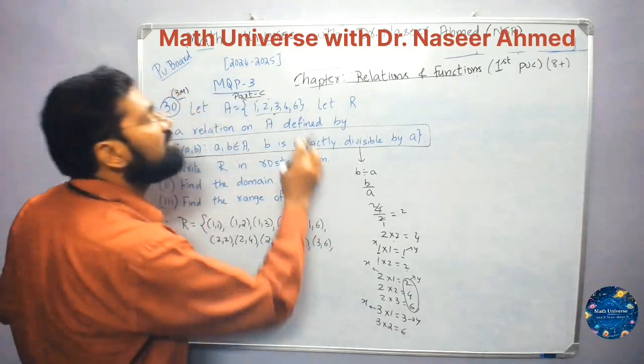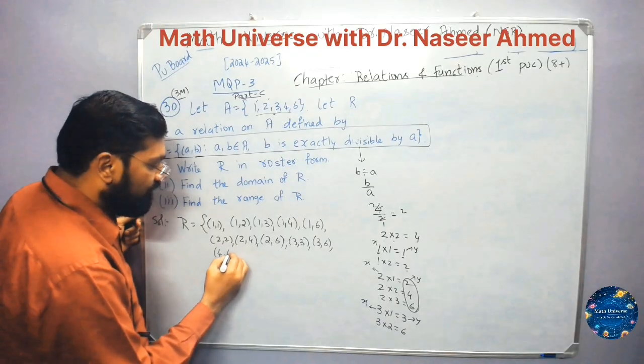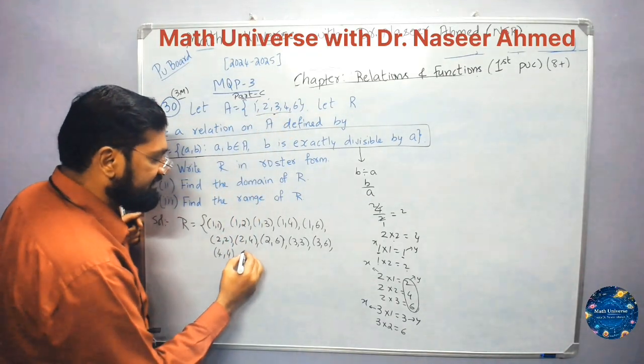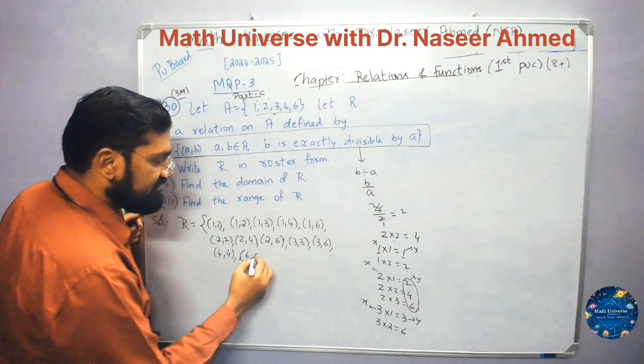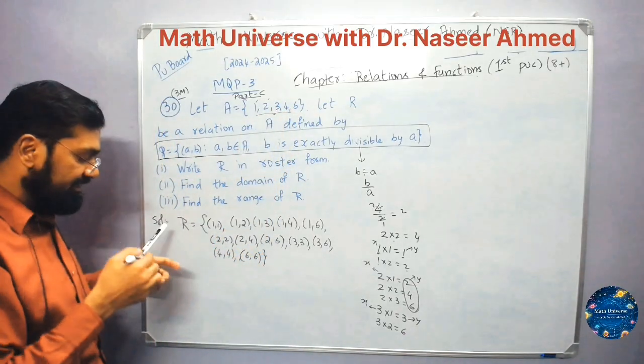Next is what? Which number? 4. 4 1s are 4. 4 2s are 8. 8 is not there. 6 1s are 6. 6 2s are 12. 12 is not there. Stop. Over. R is ready.